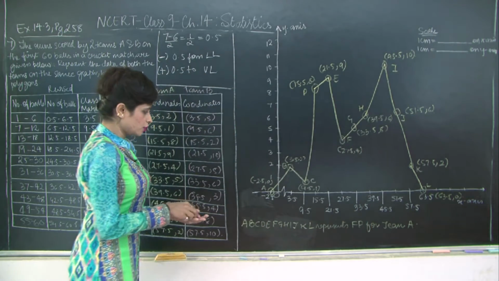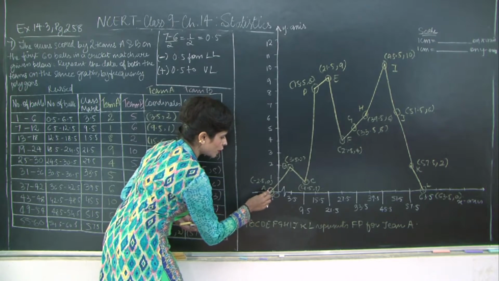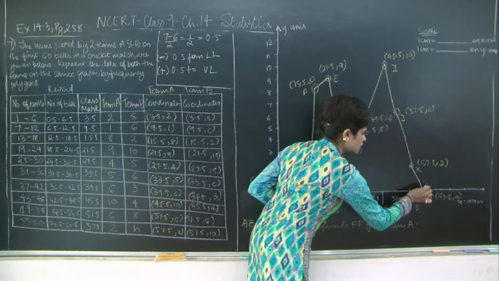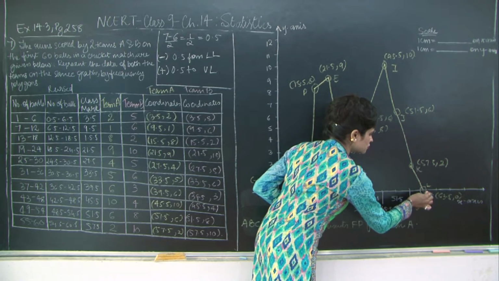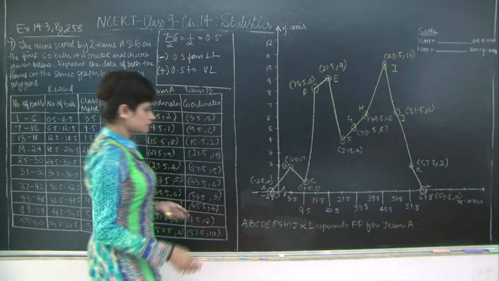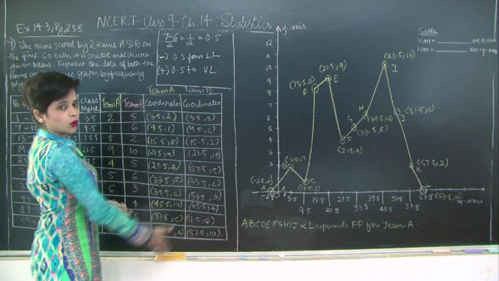Now I'm just going to circle these end points again, because they're going to be the same for both the teams, right? So you can keep it of the same color as your coordinate axis. Now let's mark these coordinates for team B.